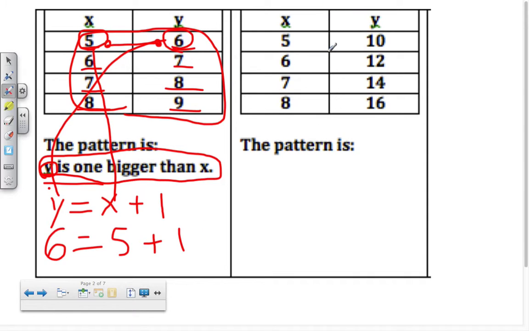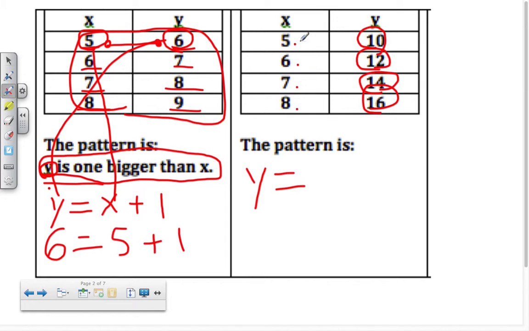Over here there's a new pattern. Can you tell what it is? When you're looking at a pattern, you pretty much always want to start with y equals. So what does y equal? Here I see a 10. There I see a 5. Here I see a 12. There I see a 6. Here I see a 14. There I see a 7. Here I see a 16. There I see an 8. I know what's happening here.